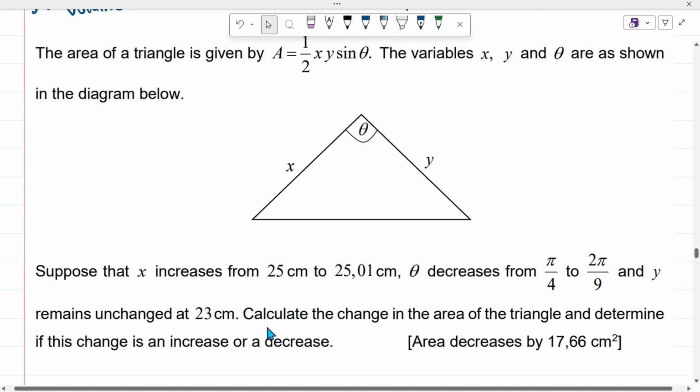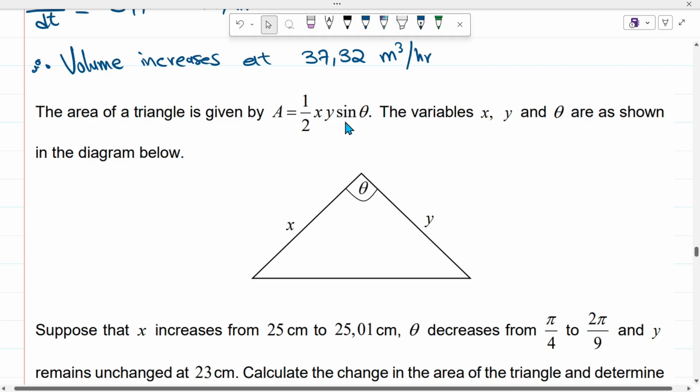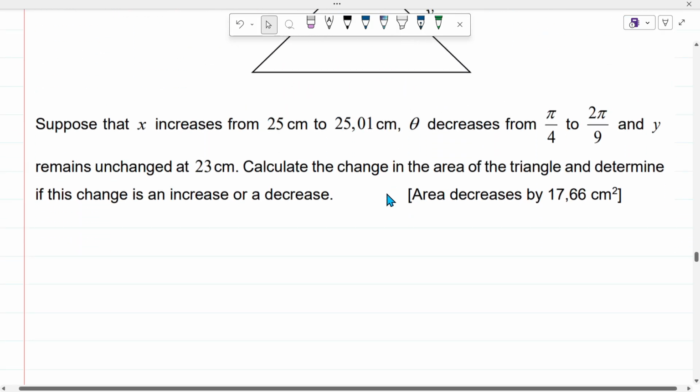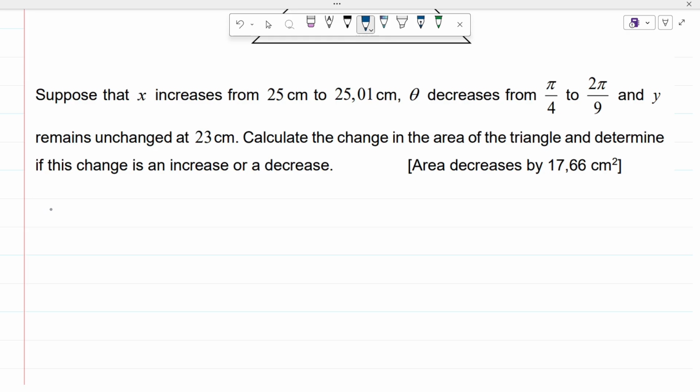So calculate the change in the area of the triangle and determine if this change is an increase or decrease. So let's go. They told us that y remains unchanged, so y is a constant, meaning that when we are differentiating here, we should always treat y as a constant. Let me scroll down. Let me start by writing our formula down. We're given that our area is equivalent to 1/2 xy sine of theta.